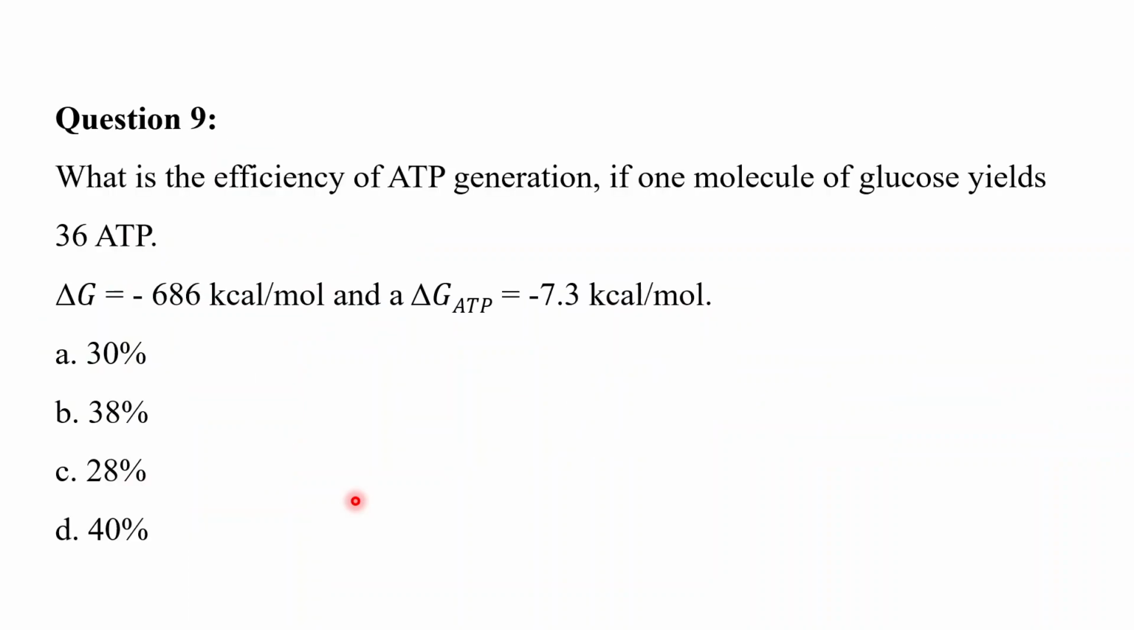So moving to the next question, question number 9. What is the efficiency of ATP generation if one molecule of glucose yields 36 ATP? They have already given that one molecule of glucose gives 36 molecules of ATP. Okay, and the delta G value for the complete oxidation of glucose is given, and the delta G value for the ATP is given. So let's see how to calculate this question.